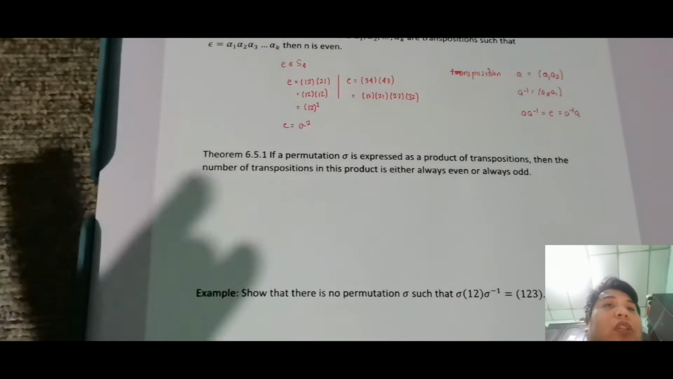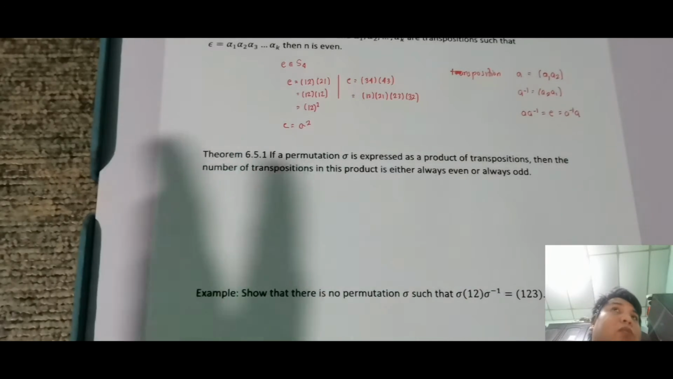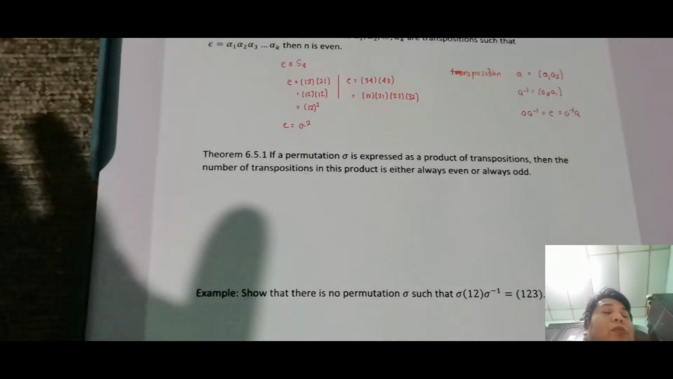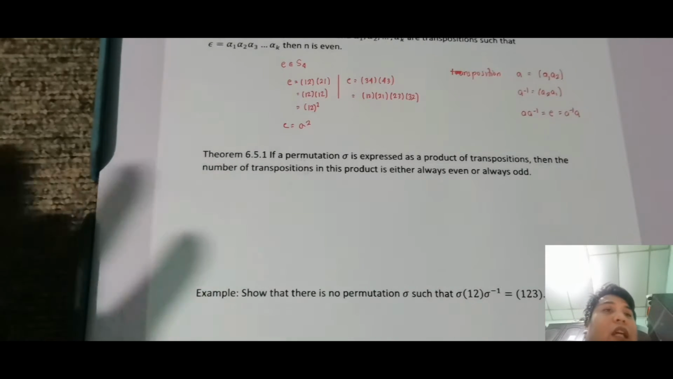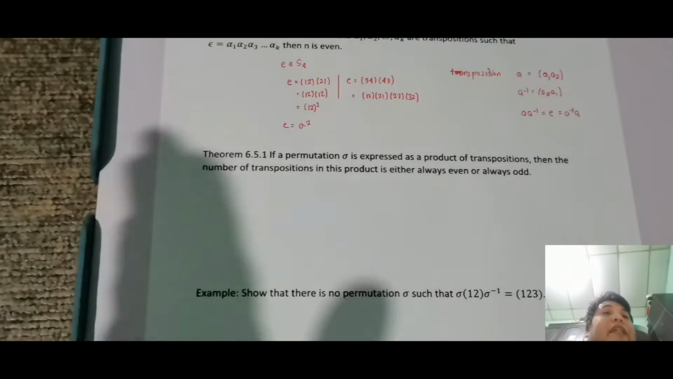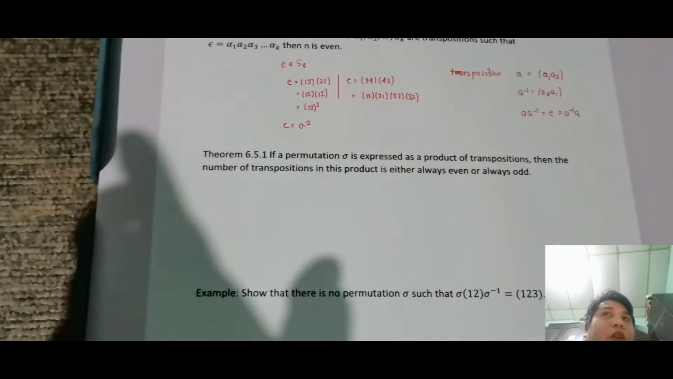Actually, every permutation can be expressed as a product of transpositions. So, if we know the number of transpositions, we automatically know if it is even: if the number of transpositions is even, the permutation is even, and if it is odd, the permutation is odd. Let me go back: the number of transpositions in this product is either always even or always odd. Again, the word "or" means they cannot be both odd and even.